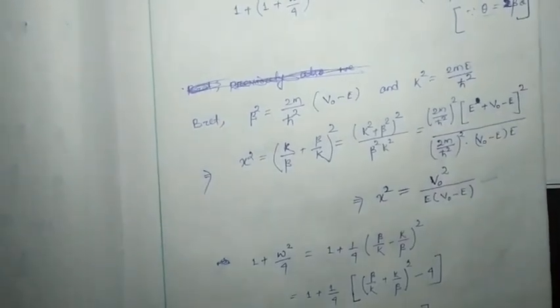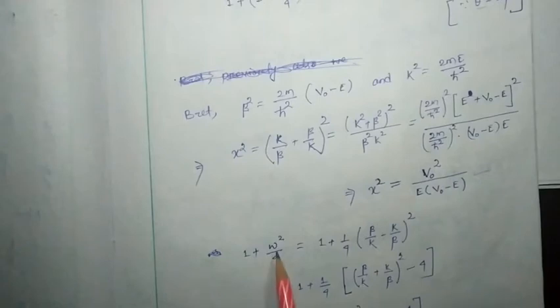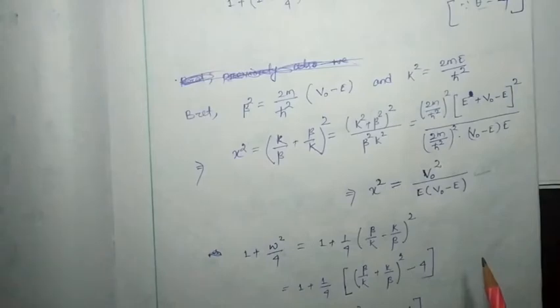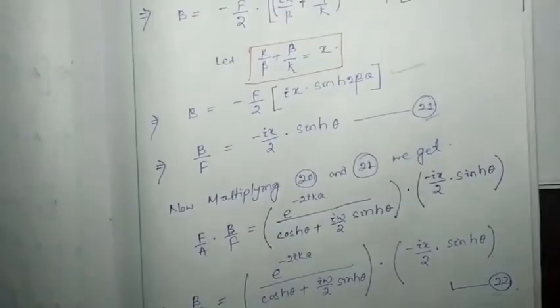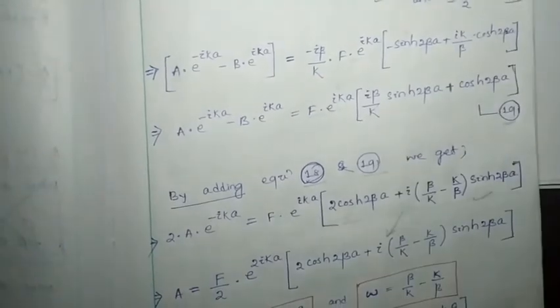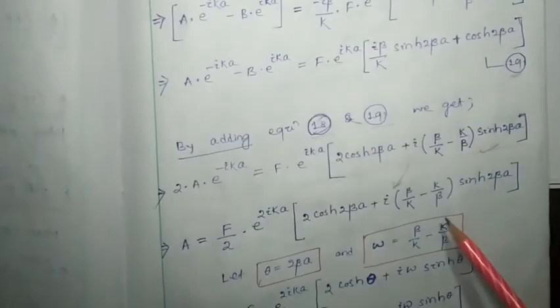Now we have to consider what the value of 1 + ω²/4 will be. 1 + (1/4)ω², where we considered previously, here ω, we can see that we considered β/k − k/β.